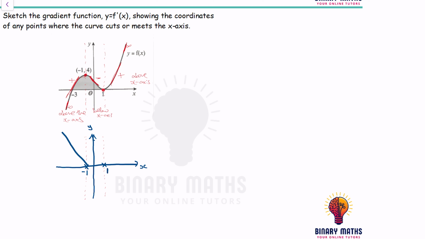The second section of the graph is below the x-axis, so I know it's going to go below. At some point, it's going to turn around and cross the x-axis at 1. And then the third part of the graph is above the x-axis, approaching infinity, so it's going to go like that. So something along those lines will be my y is equal to f dash of x graph. You can see above the x-axis, below the x-axis, then above the x-axis, and going through the points -1 and 1, because it's a stationary point.